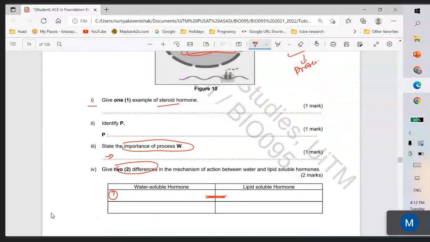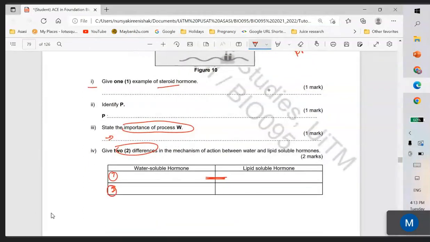Okay, so yang untuk lipid soluble hormone tu tadi awak bagi it is carried in the blood by carrier protein. Okay, betul dah. Tapi kalau untuk water soluble, apa dia punya vice versa dia? It can dissolve in the blood. Kan dia boleh dissolve kan? Travel freely in the blood. So you must compare benda yang sama, travel freely in the blood or dissolve in the blood.